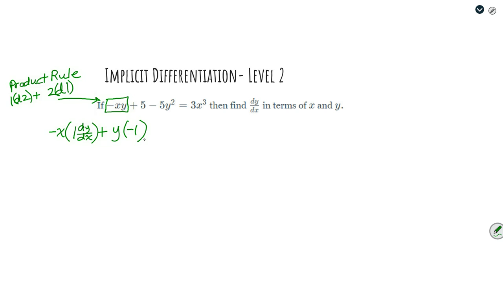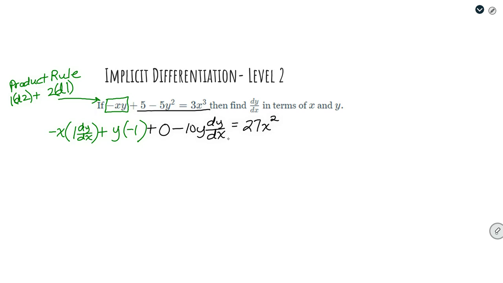All right, so that's my product rule part: first derivative of the second plus the second derivative of the first. Now I'll continue with the derivative of the rest of the problem. So plus the derivative of 5 is 0, minus the derivative of 5y squared is 10y dy/dx, equals the derivative of 3y cubed, which would be 27x squared dx/dx. But again, dx/dx is 1, so I don't need the dx/dx anymore.